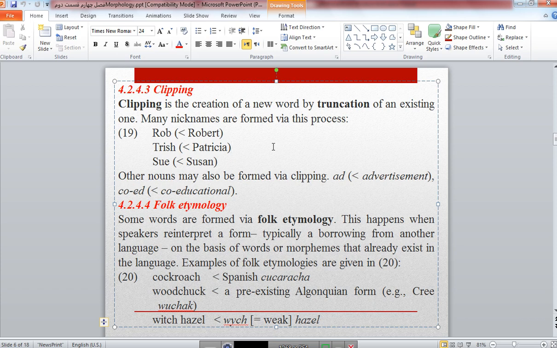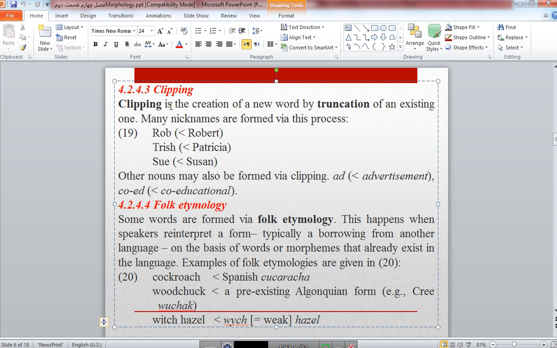Other nouns may also be formed via clipping. For example, advertisement, we call it ad. Fanatic, we call it fan. Co-educational, co-ed. You see here, these are examples of clipping. Clipping is a kind of creation of a new word by truncation of an existing one. We shortened the existing word Robert to Rob. We call it clipping, and we use this process in many languages to produce new words.